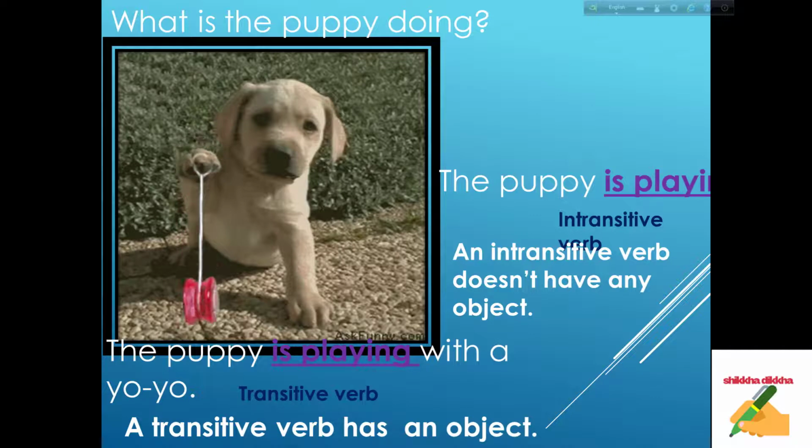The puppy is playing. An intransitive verb does not have any object. That means an intransitive verb does not contain any object. It contains only a subject and a verb. The puppy is playing with a yo-yo. Transitive verb: a transitive verb has an object. That means "with a yo-yo" is an object.